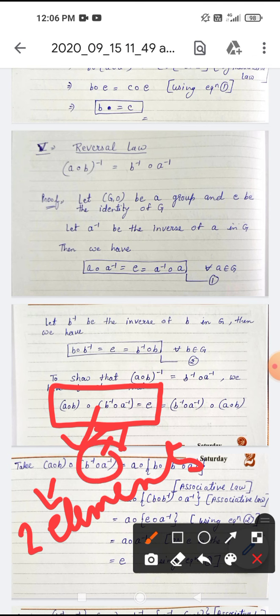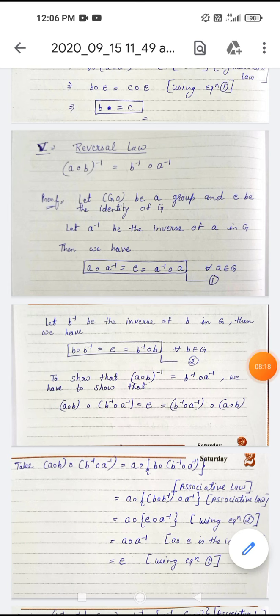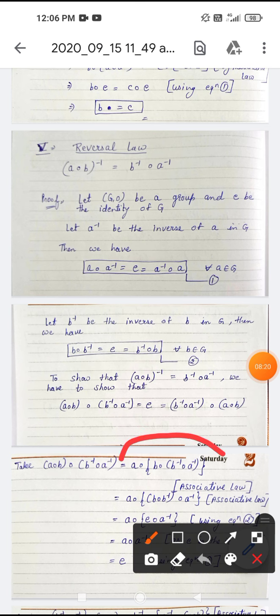So, two elements are in the bracket and treating B inverse operation A inverse as a single element, we have three elements. So, we apply associative law by taking this. A operation B are two elements. So, if we apply associative law, this will split into this part: A operation in bracket B operation B inverse operation A inverse by using associative law.